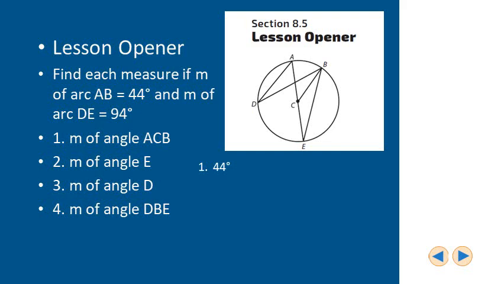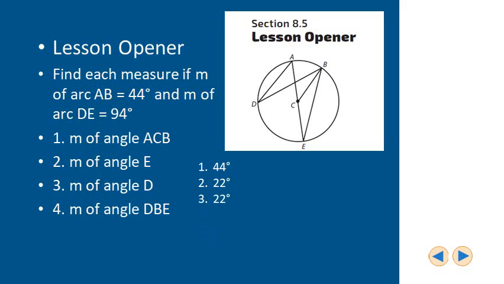How about number two, the measure of angle E? Well, what kind of angle is that? That's right, it's an inscribed angle, so it has to be one half the value of arc AB, so it's 22 degrees. How about angle D? Well, that's also an inscribed angle, and it also happens to be intersecting arc AB, so it has to be the same as number two, 22 degrees.